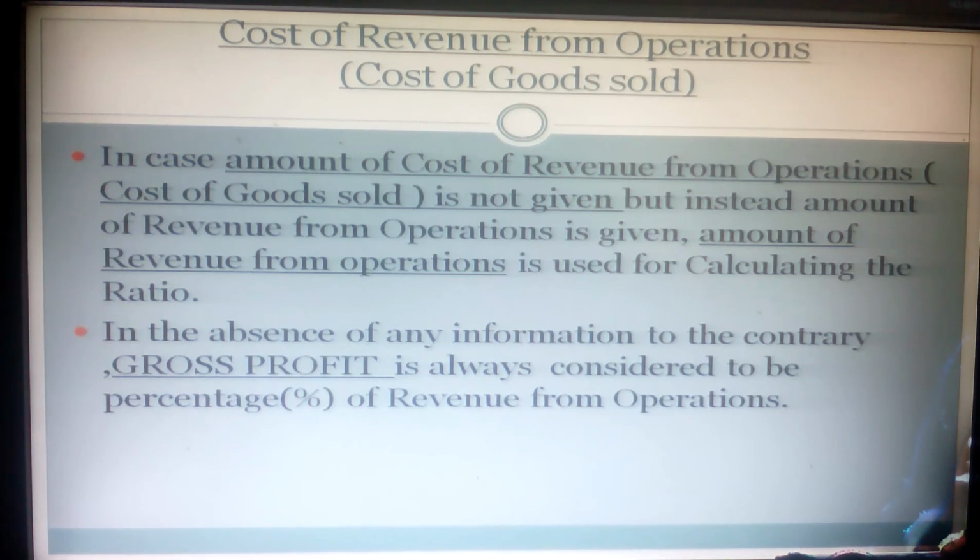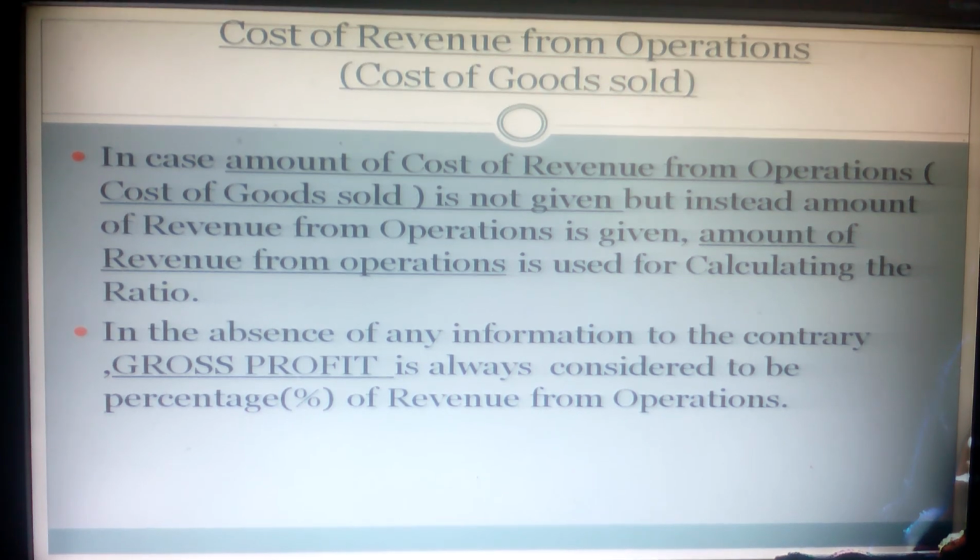Then suppose the amount of cost of revenue from operations, cost of goods sold, is not given, suppose that information is not given, but instead the amount of revenue from operation is given, you want to consider revenue from operation for calculating this ratio. So the idea here is, suppose they are not given cost of revenue from operation, but they give revenue from operation, so that amount you can consider for the calculation of the ratio.